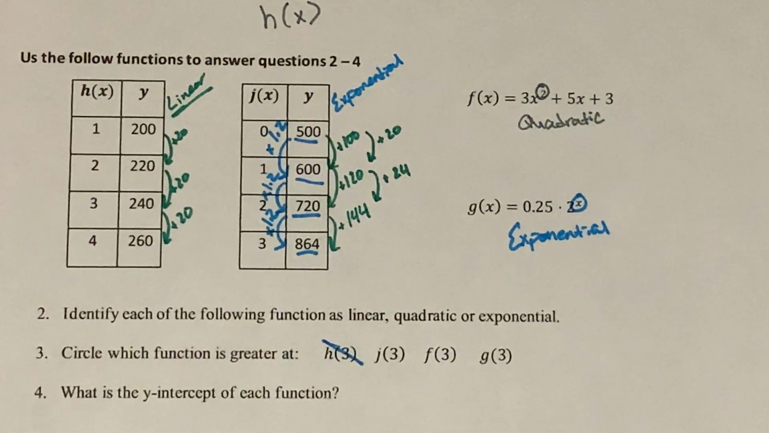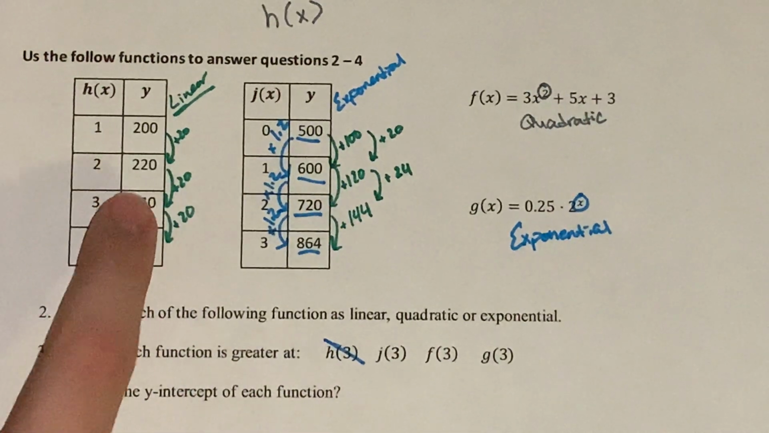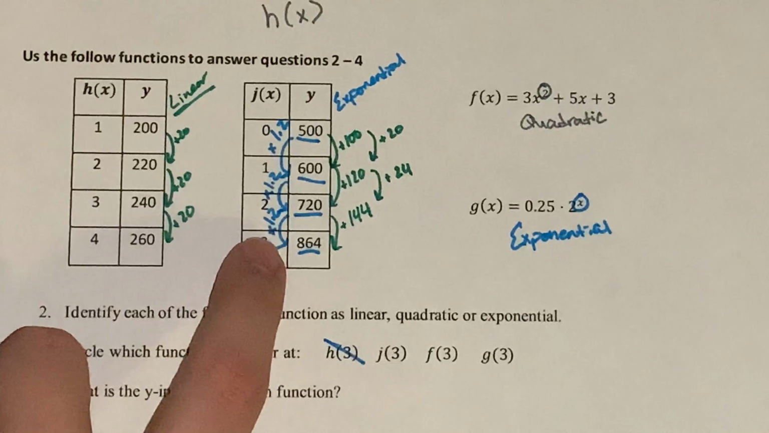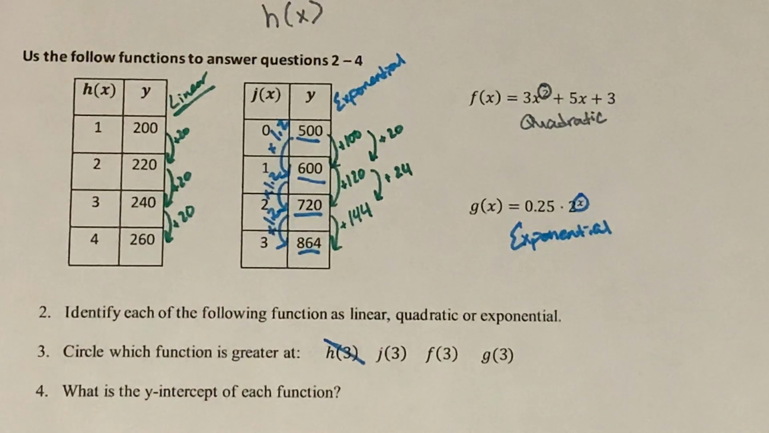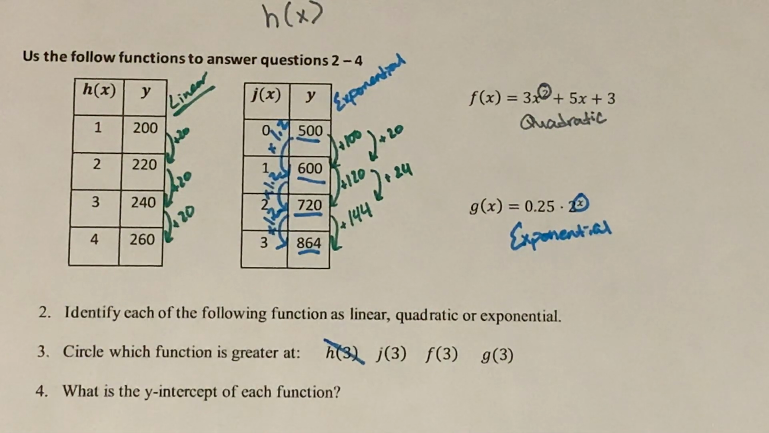That just means where x is 3, what is y? So 240 compared to j of x when it's 3, which is 864. So j of x is definitely taking the cake so far. But I do not know about f of x and g of x. So I'm going to plug these two in my calculator, and I only care about where x is 3.